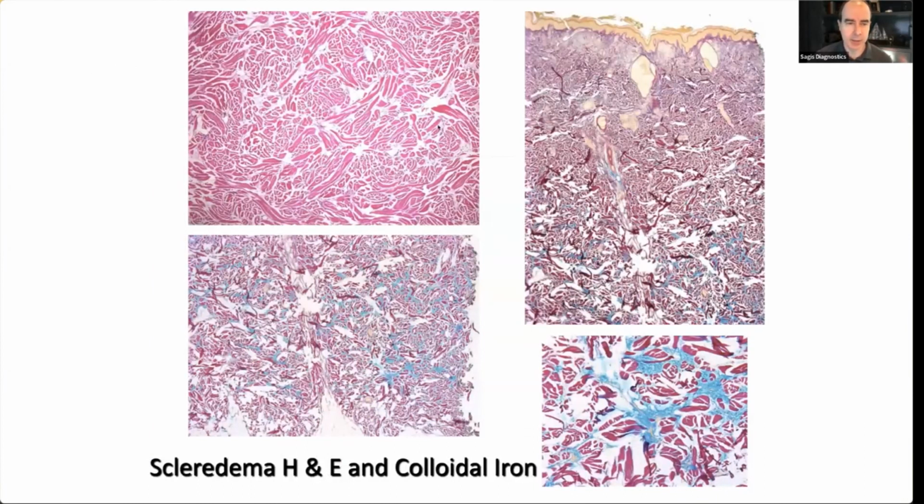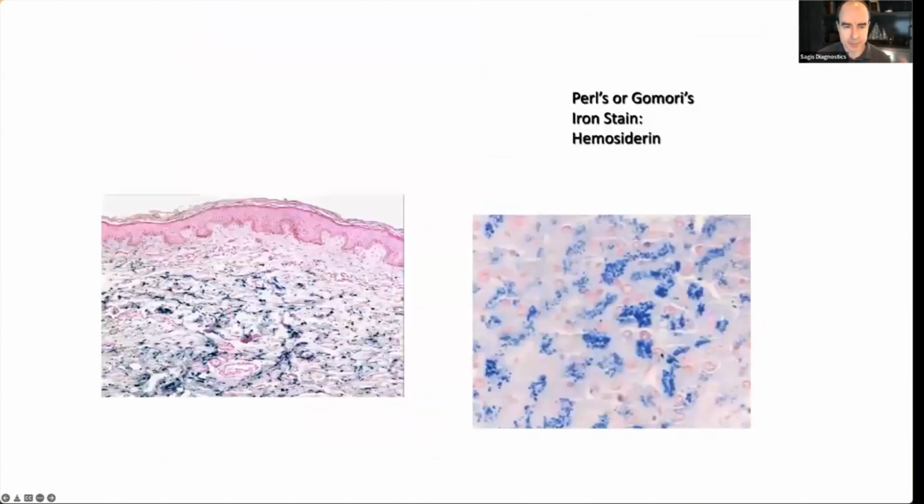Okay, so in scleredema, you're going to have haphazard collagen bundles, and they're kind of separated by spaces on H&E. And then when you throw on your colloidal iron, voila, those spaces contain mucin. See it? Confirming your diagnosis. And here's the Perls modification, which actually stains iron. So you're going to see iron deposition with this. It's going to stain blue.